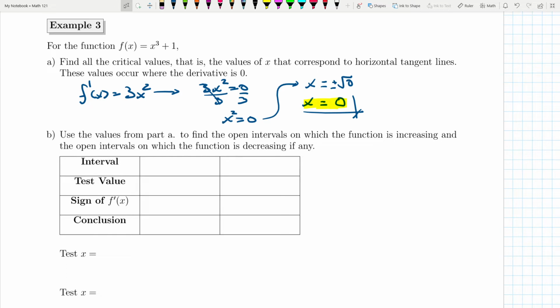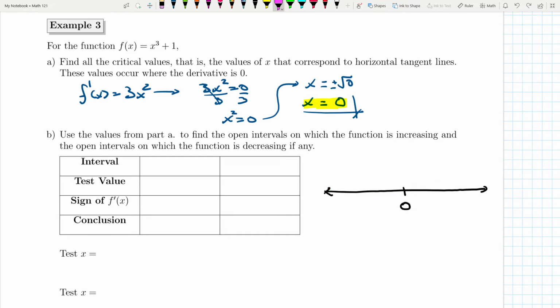Well, in this case, let's do the number line again. In this case, we will only have one single critical value. That is the only critical value, x equals 0. That means that we will have 1 and 2 intervals to test. And we are going to test the values for each interval.